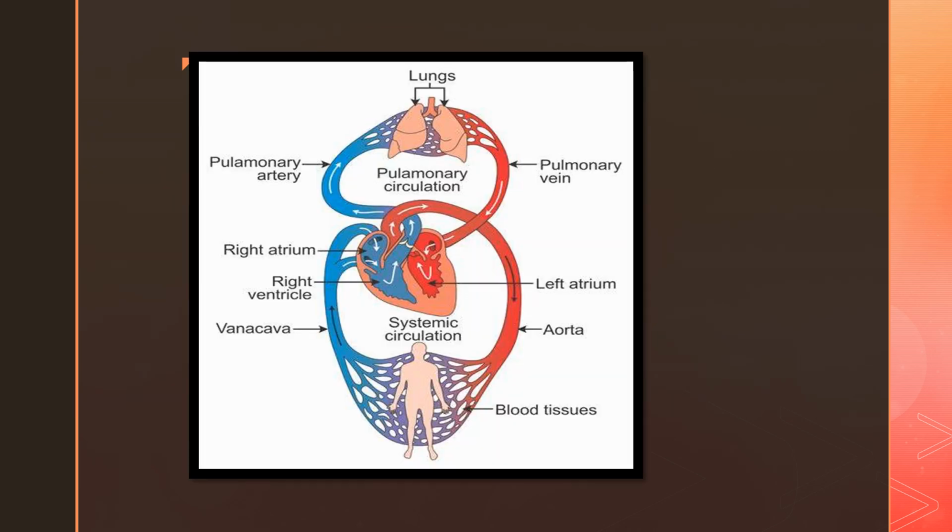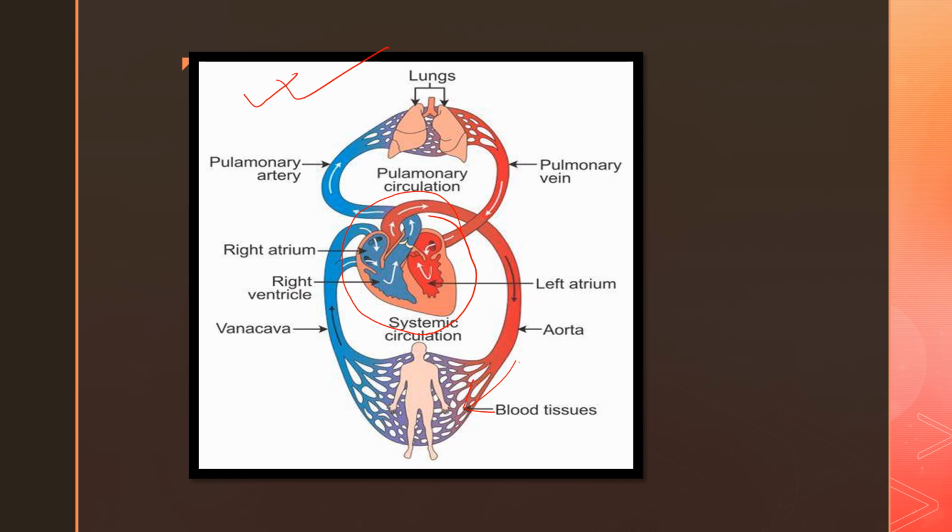Now here, see the diagram over here. This is the diagram of a double circulatory system in human beings. So this is the heart. This is the oxygenated blood which is reaching the left atrium, and it is going to the ventricle and through the aorta it's being supplied to different parts of the body. So it's given through the blood tissue that's being supplied to the body.